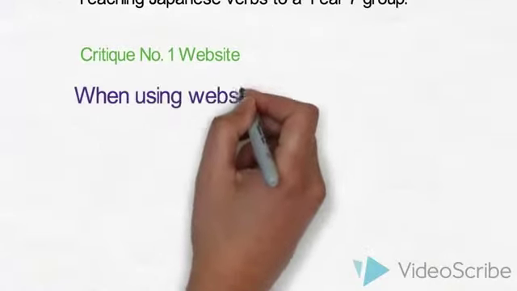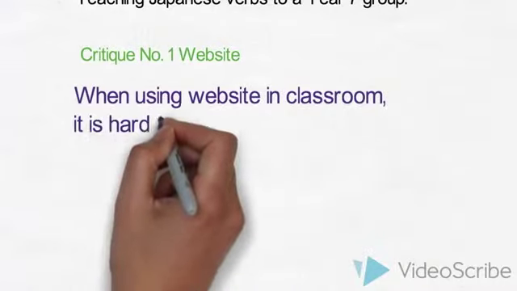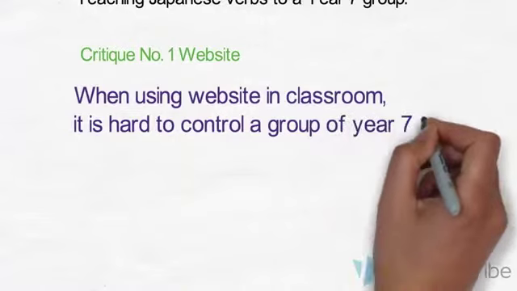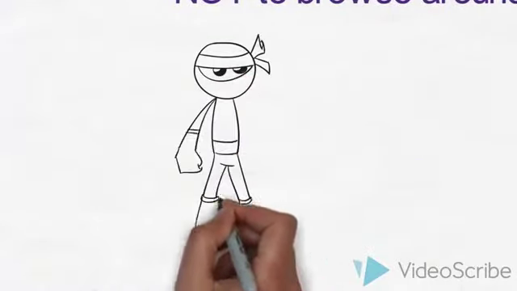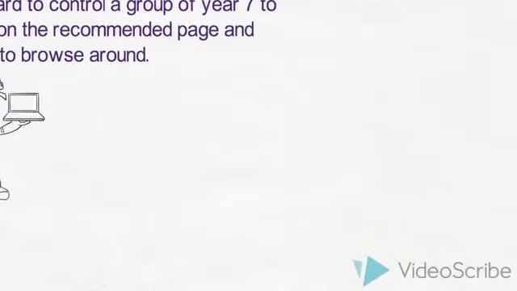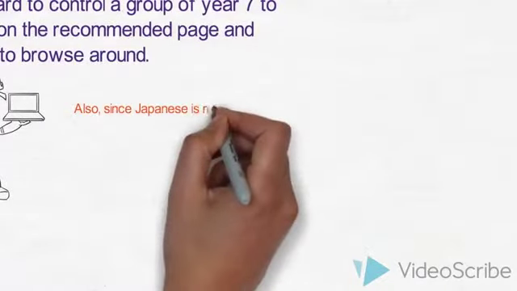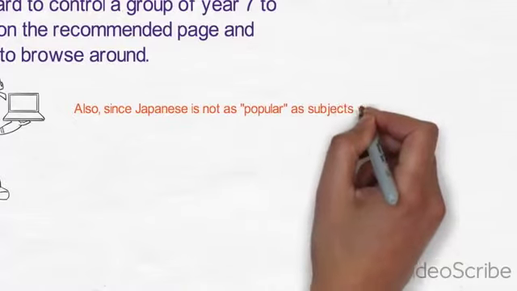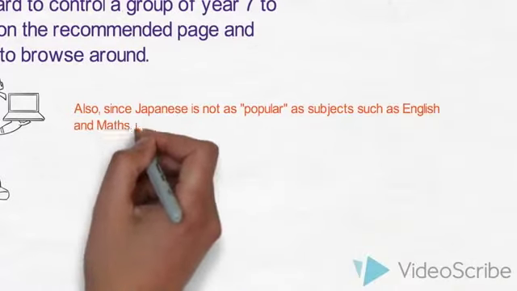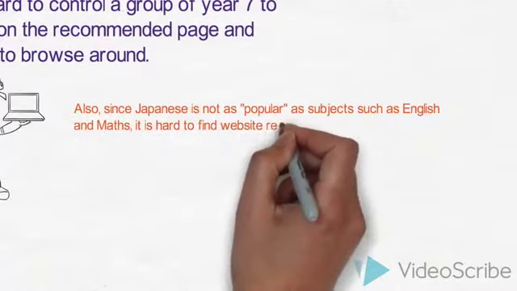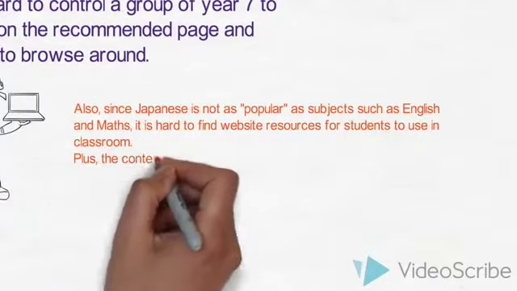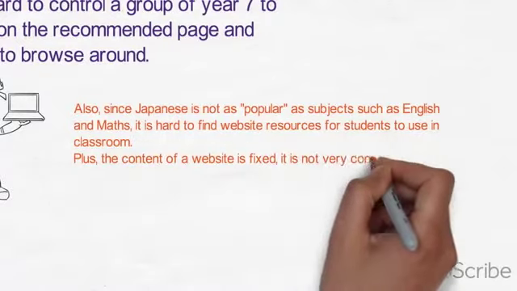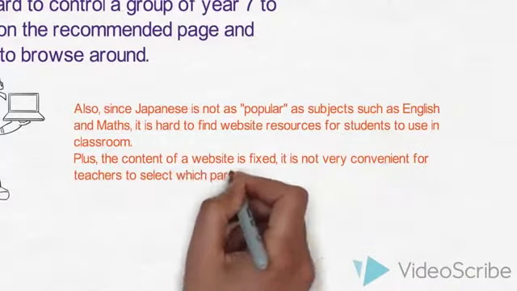When using websites in the classroom, it is hard to control a group of Year 7 students to stay on the recommended page and not browse around. Also, since Japanese is not as popular as subjects such as English and math, it is hard to find website resources for students to use in the classroom. Plus, the content of a website is fixed. It is not very convenient for teachers to select which part of the website to use.